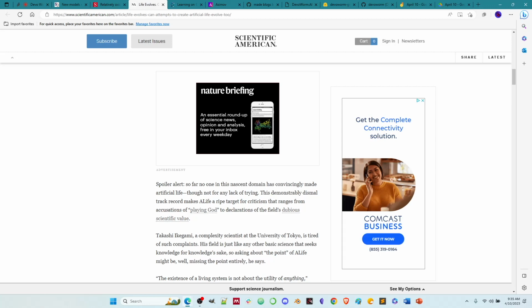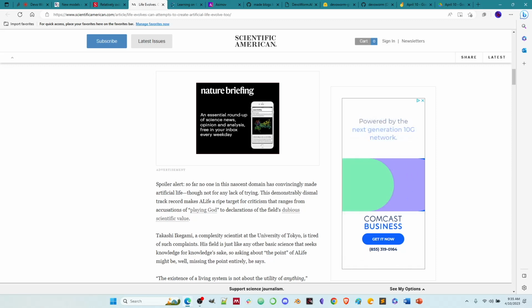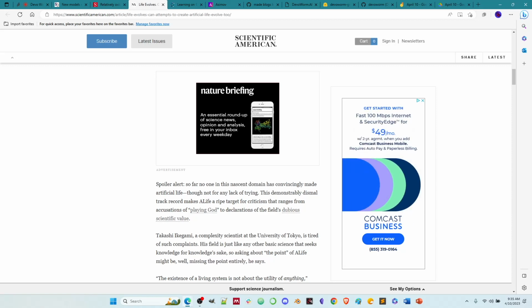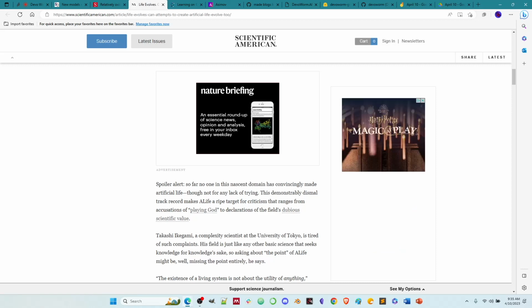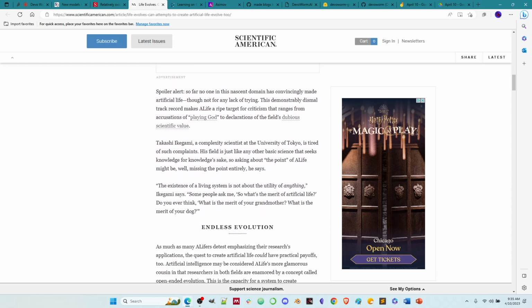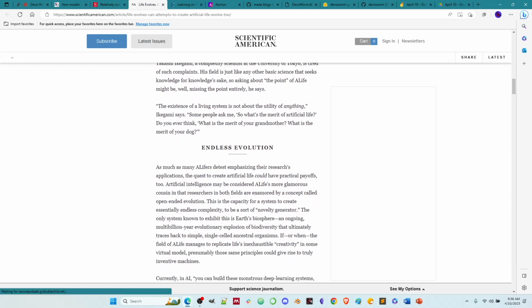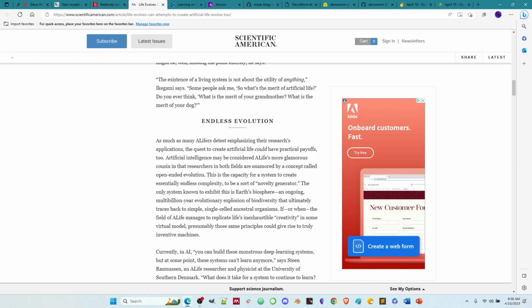So really, no one's been really successful at making actual life, but that's what you're doing. You're taking on a pretty big target. So whatever you do, I don't know if it's a dismal track record. That's what they say in the article. Takashi Ikegami, a complexity scientist at the University of Tokyo, is tired of such complaints. His field is just like any other basic science and seeks knowledge for knowledge's sake. So asking about the point of A life might well be missing the point. The existence of a living system is not about the utility of anything. Some people ask me, so what's the merit of artificial life? Do you ever think, what is the merit of your grandmother? What is the merit of your dog? So basically, it's not really easy to say what the merit of studying life is, other than to study life.